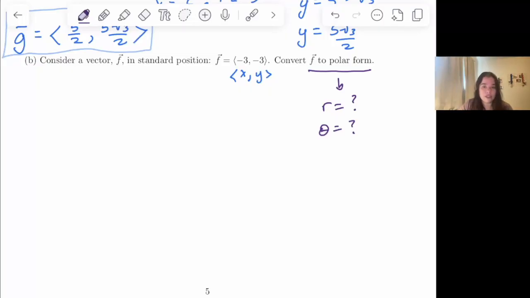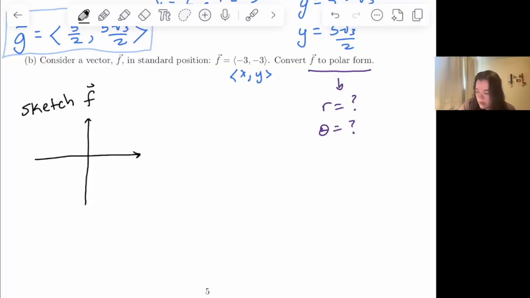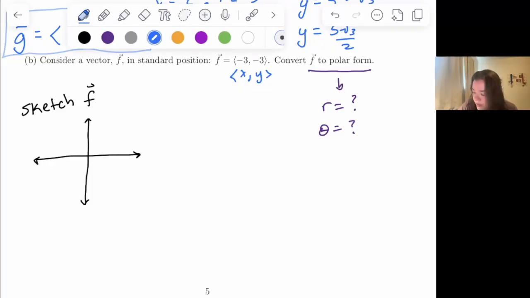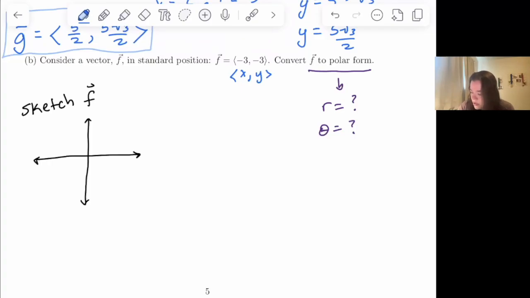So first thing I do again is sketch. I'm going to sketch vector F. This is important for a few reasons, and we'll see a little bit more when I get into the calculating why the sketch is so helpful. But just trust me until we get there. So sketch vector F. Look over at vector F. Its terminal point is -3, -3.